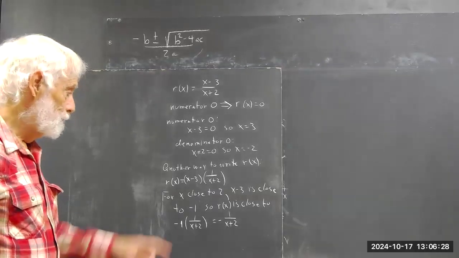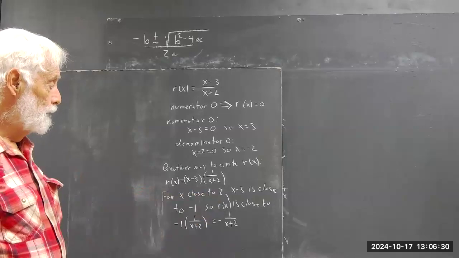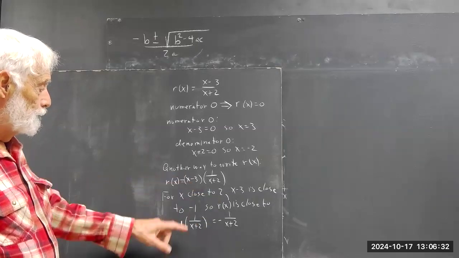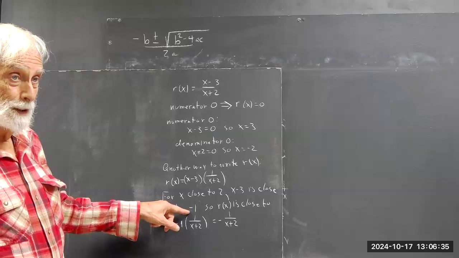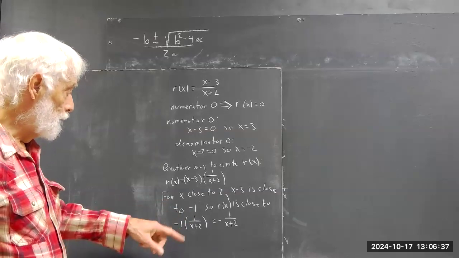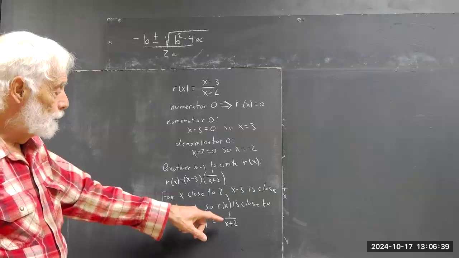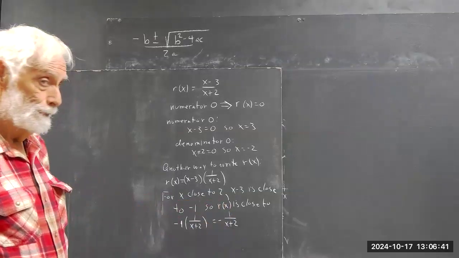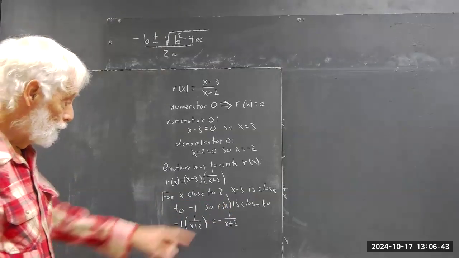Okay, so I can say that if x is close enough to 2, we can make x minus 3 as close as we desire to -1, so that r of x is going to be close to this. And this is what?